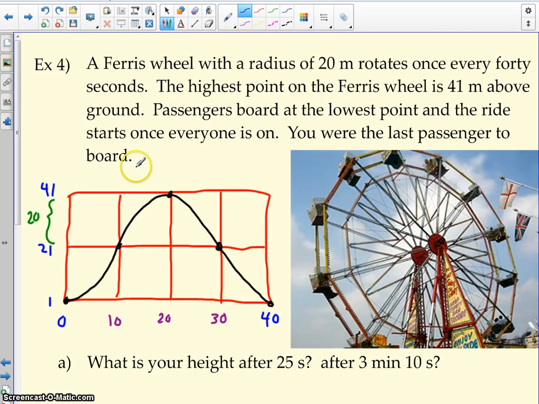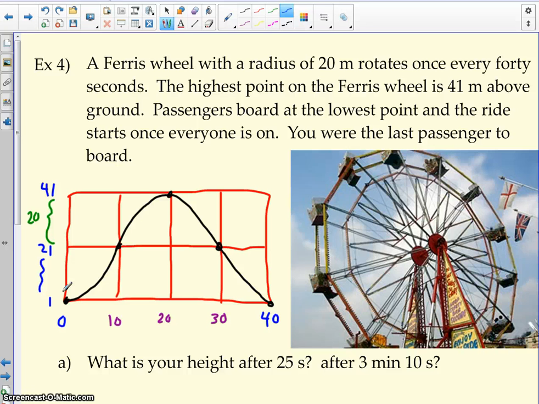Now, for the y values, we know the highest point's 41 meters above the ground. Since the radius is 20 meters, it'll take 20 meters to go from the top of the ride down to the middle height above the ground, which will be 21, and then another radius of 20 to go down to the smallest value, which is 1, which kind of makes sense. You need some sort of gap between the bottom of the ride and the ground, or else you might lose your legs, scraping them across the ground.